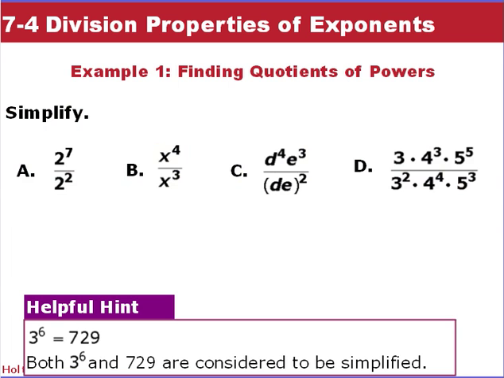So let's go ahead and simplify these expressions. So here our base is 2. Then we quotient, so we subtract 7 minus 2, which would be 2 to the 5th. Here our base is x for the second example. So x to the 4 minus 3, or x to the 1, or you can just have x.